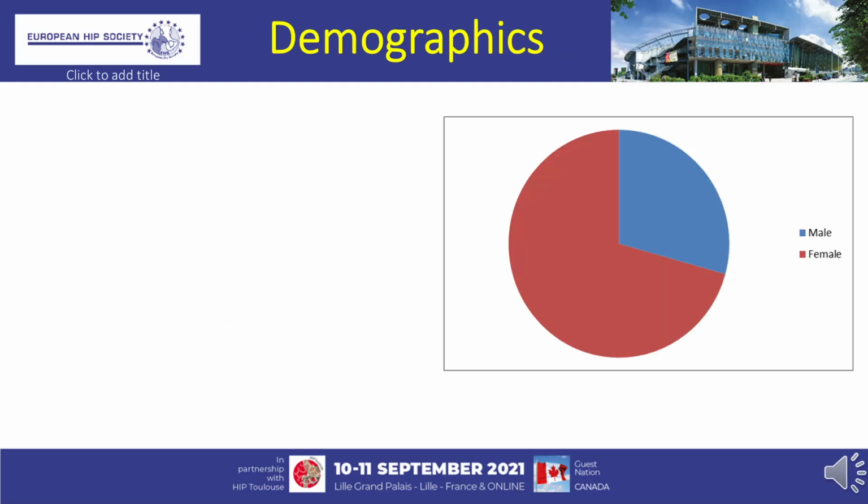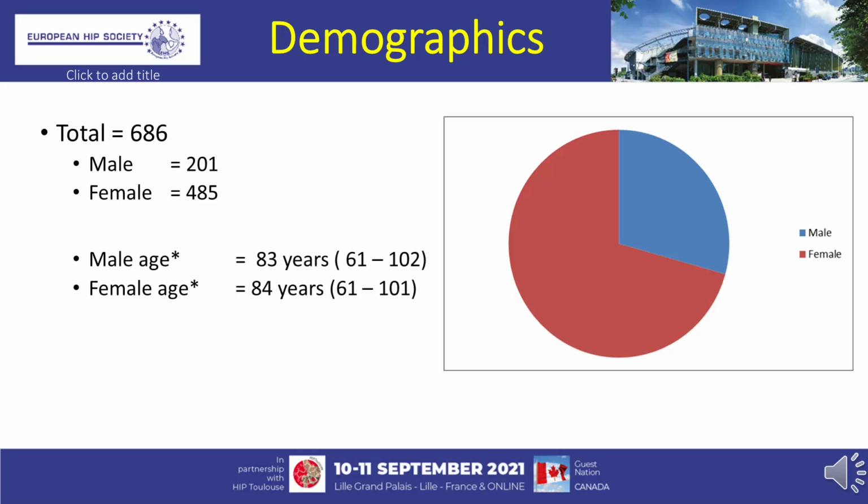Among the 686 patients, there were more female patients with hip fractures, and the average age for each group was roughly the same. About 11 patients received non-operative treatment for their fracture.